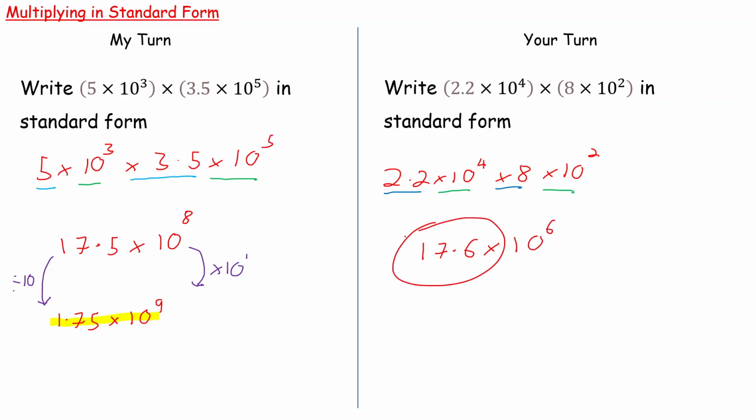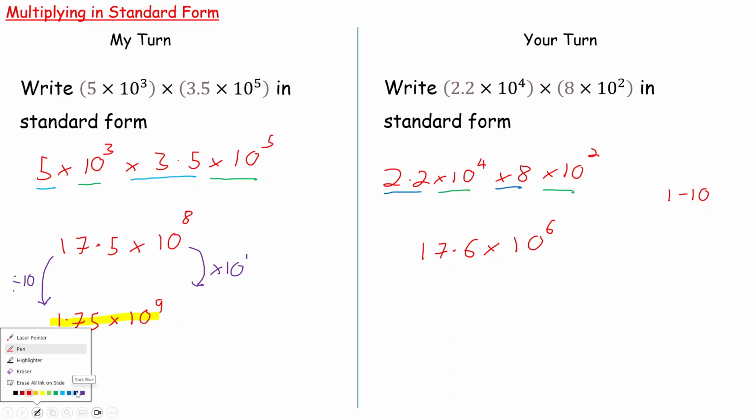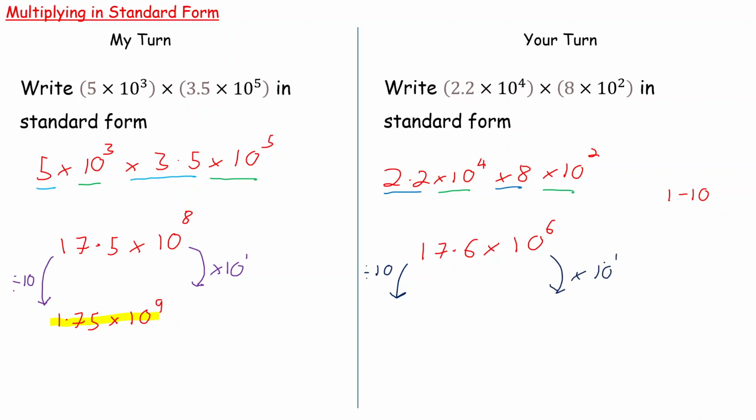Again, this number here is an issue because it's not between 1 and 10, which it needs to be, which is really, really important. So again, to get 17.6 to become a number between 1 and 10, we can go and divide this number by the number 10. So divide that by 10, which means I've got to times this 10 to the 6 by 10, which I can write as 10 to the power of 1, just to think of it in terms of our indices. 17.6 divided by 10 is equal to 1.76, and we're timesing that by 10 to the 6 times by 10 to the 1, add the powers, you get 10 to the power of 7.